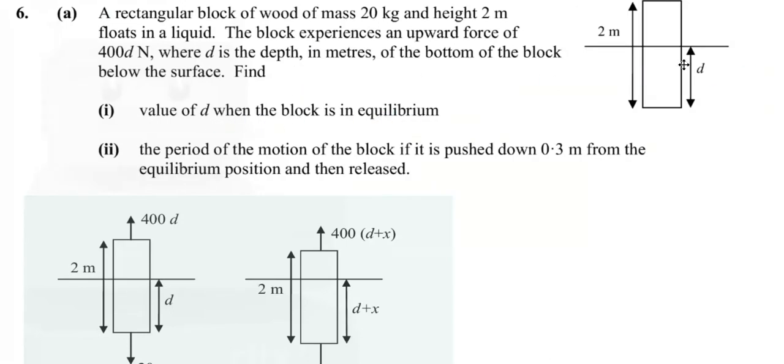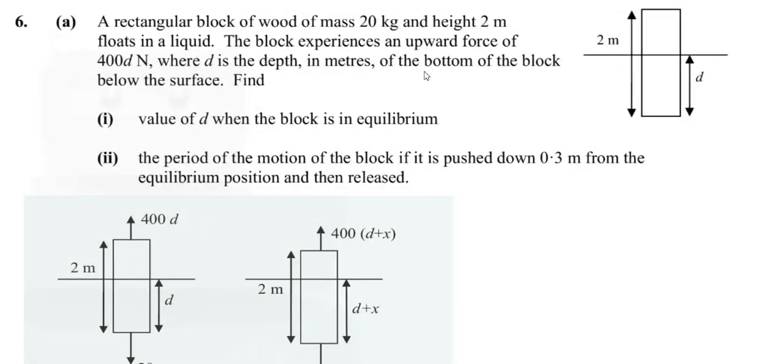So when the block is in equilibrium, what we should have is weight equal to buoyancy. Weight is going downwards and buoyancy is going upwards. The weight of the object is 20 kilograms, so 20g, because it's mass times gravity.